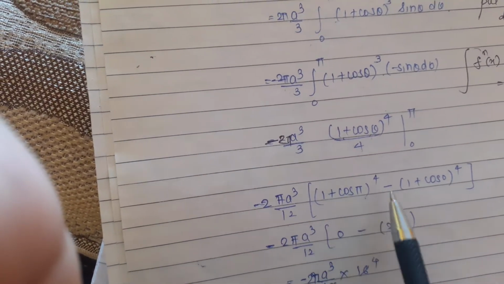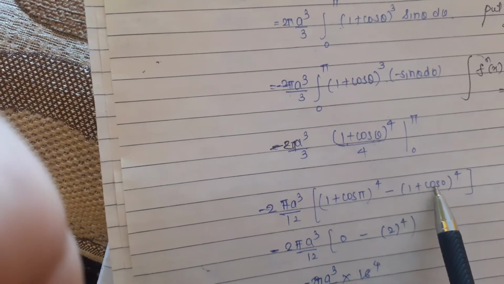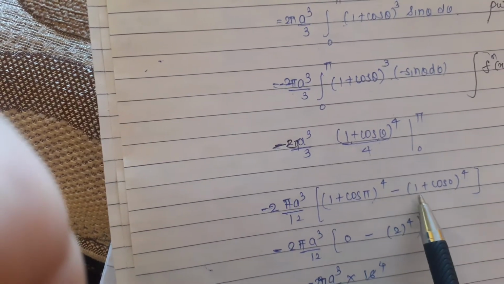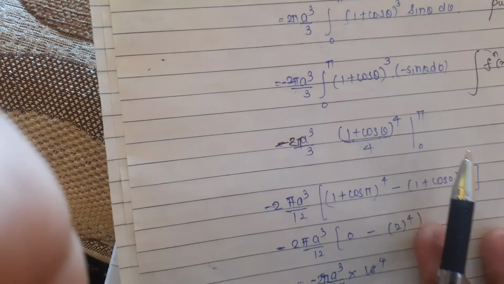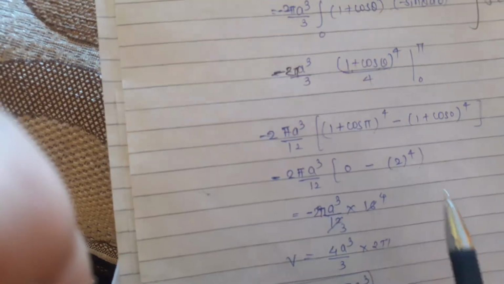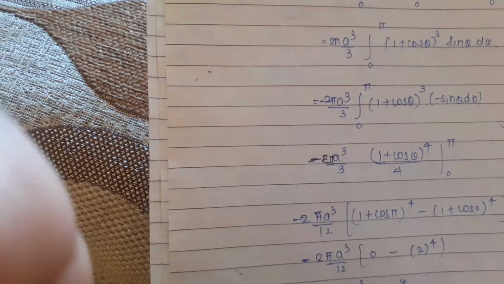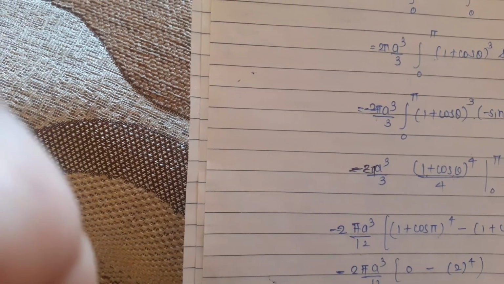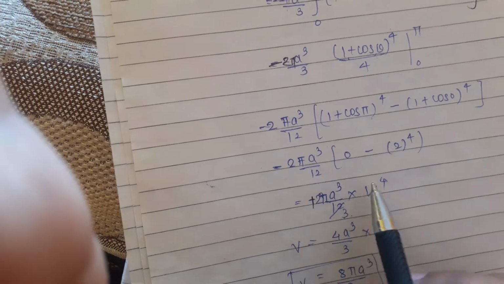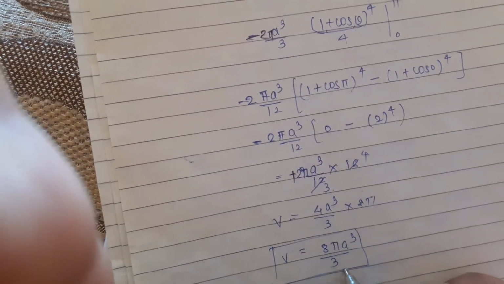0 raised to 4 is 0, then minus, 1 plus cos 0 equals 1 plus 1, that is 2, so minus 2 raised to 4, and 2 raised to 4 equals 16, so minus 16. Due to this the minus minus gets cancelled and it becomes plus, then 2 pi a cube upon 12 into 16. We divide by 4: 4 3s are 12, 4 4s are 16, so 2 pi 4 a cube, that is 8 pi a cube upon 3.